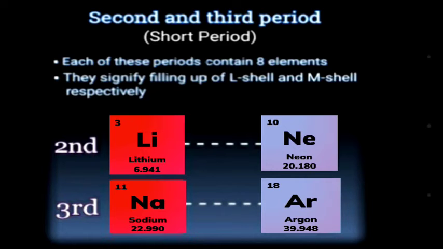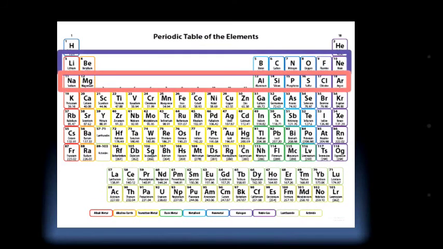In these periods, L and M shells are also present. Like in the second period, you can see the completion of the K and L shells, and then in the third period K, L and M shells. So in the periodic table you can see the second and the third row is of period second and third.